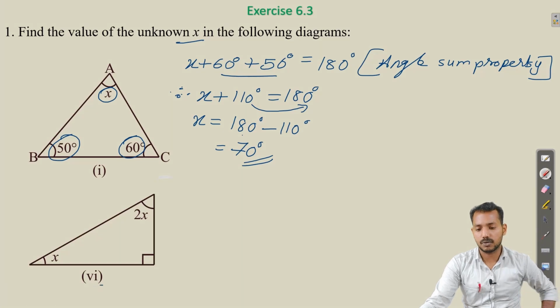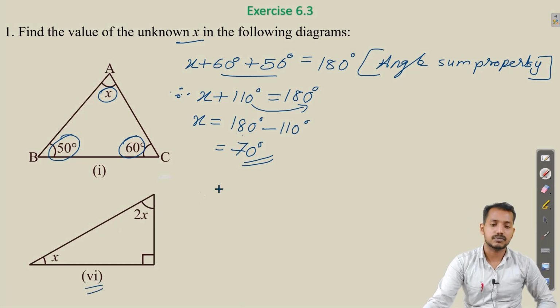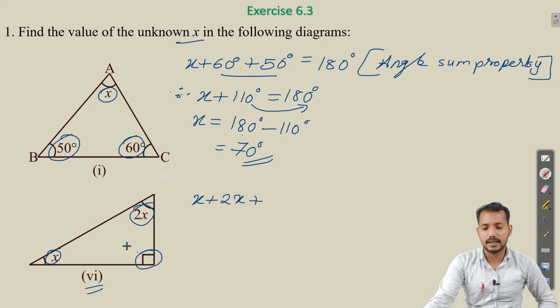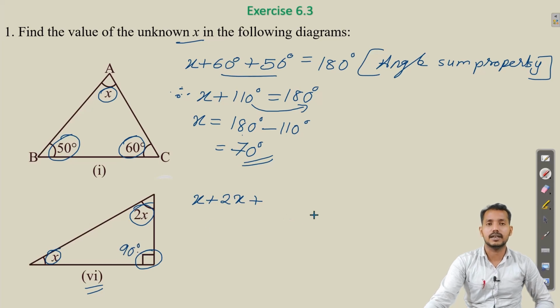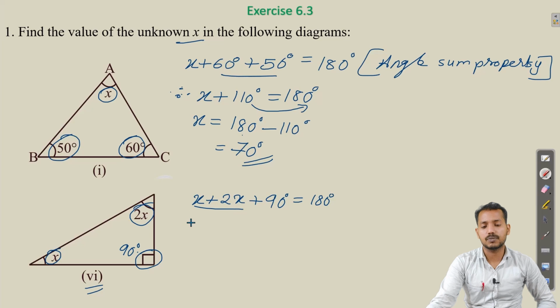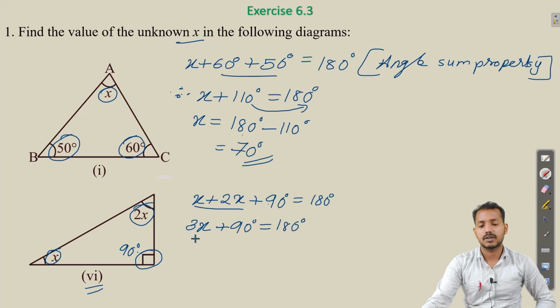Option number 6. Here the sum of these three angles is equal to 180 degrees, by the angle sum property. So x plus, what is the second angle given here? 2x. Plus here, what does it indicate? Perpendicular means it is 90 degrees. 90 degrees is equal to 180 degrees.